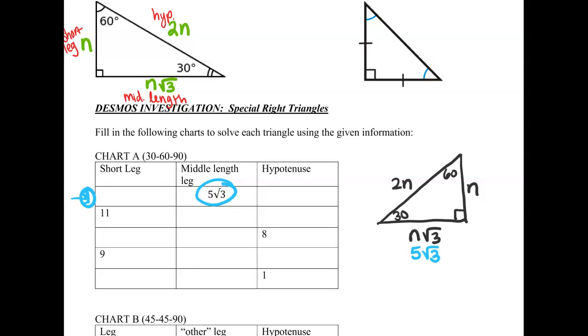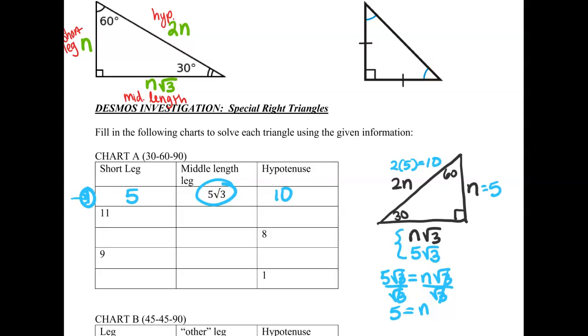So just a little reminder, if you have to, you can always use the given piece to set up a little equation. I know that 5 rad 3 is supposed to be my n rad 3 in this equation. So what is n? I divide both sides by rad 3 to get n by itself, and I see that n is 5. That means in this pattern, the n should be 5. In other words, the short leg works out to be 5, and the hypotenuse would be 2 times 5, which works out to be 10.